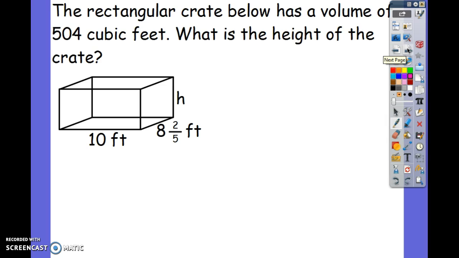The rectangular crate below has a volume of 504 cubic feet. What is the height of the crate? We want to make sure that we shade our bases.